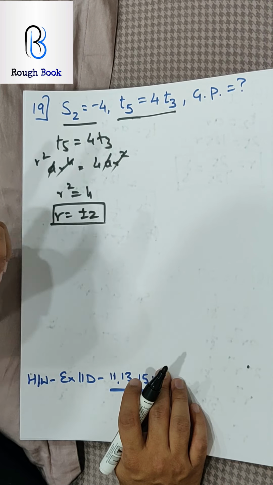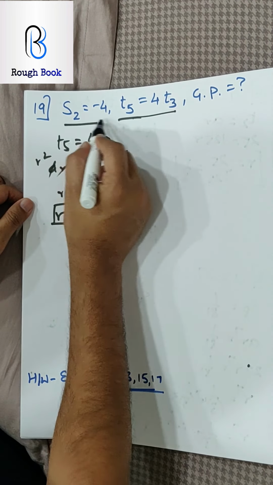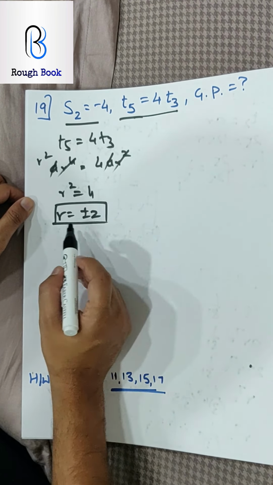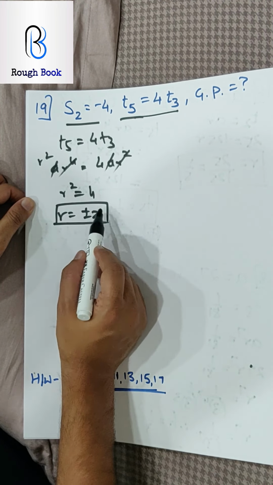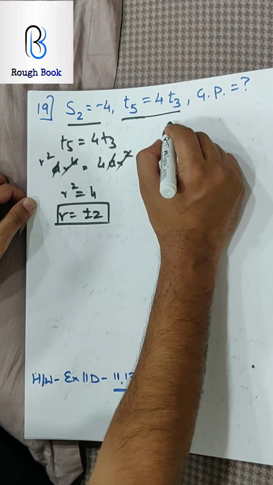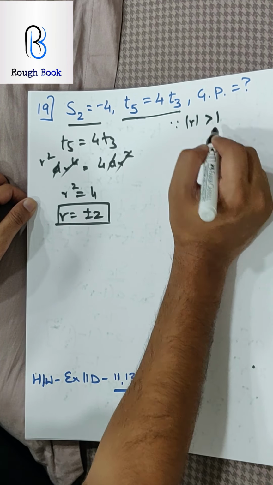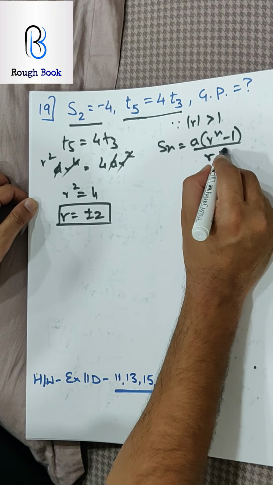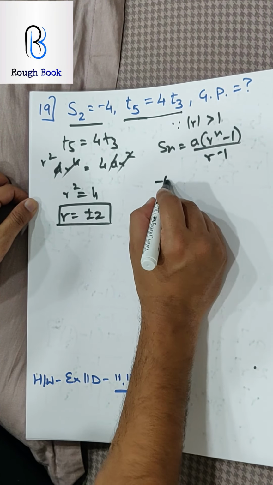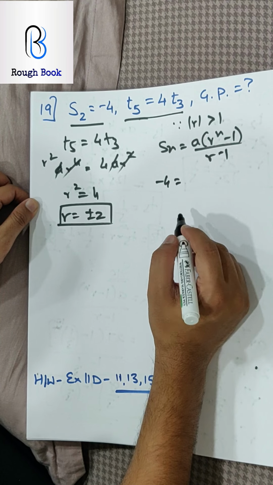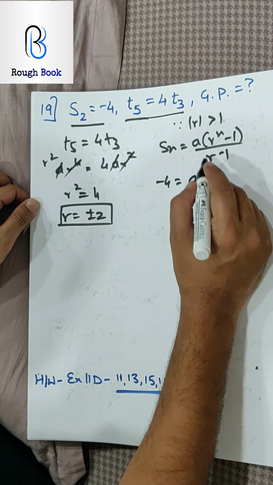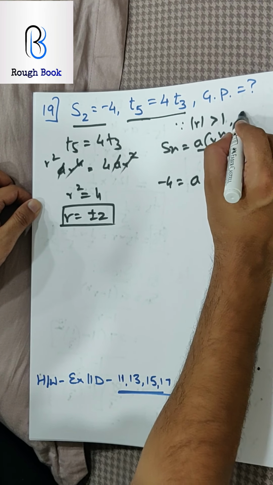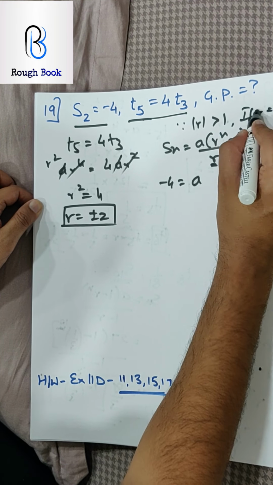So how will I get the value of a now? I'll have to use S2. Whether r is plus or minus 2, the absolute value is always greater than 1. So you'll say since the absolute value of r is greater than 1, Sn becomes a(r^n minus 1) over r minus 1. So S2 is minus 4. What is my a? a I don't know. Here r can differ, so I'll have to take both cases.